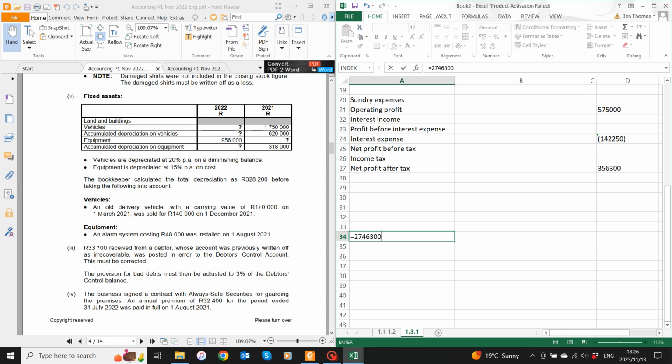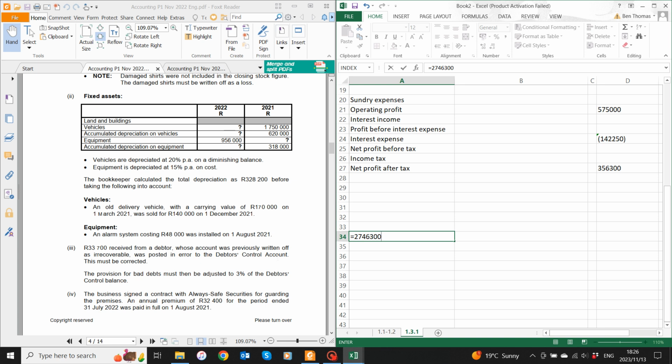So what did they do? They actually subtracted 33,700 Rand from debtors control because they thought, hey, it's a debtor who's paying us back. But that's incorrect because this person was already written off. So what did we do when we wrote off this person? We took the debtors control amount and we subtracted 33,700.